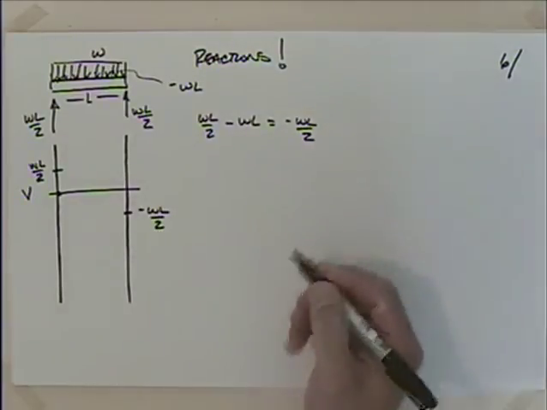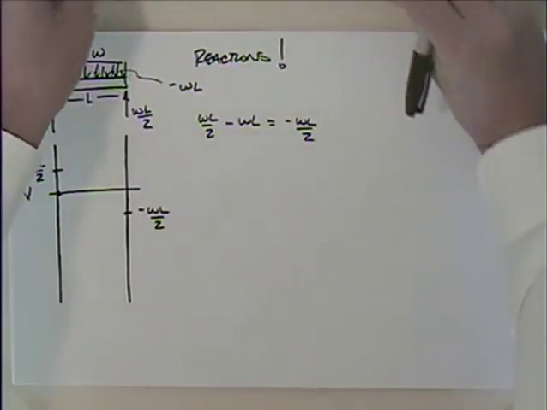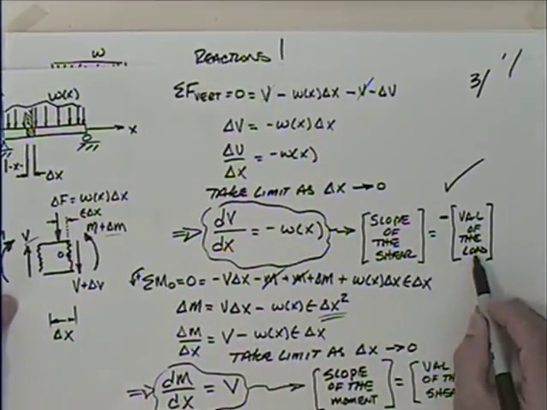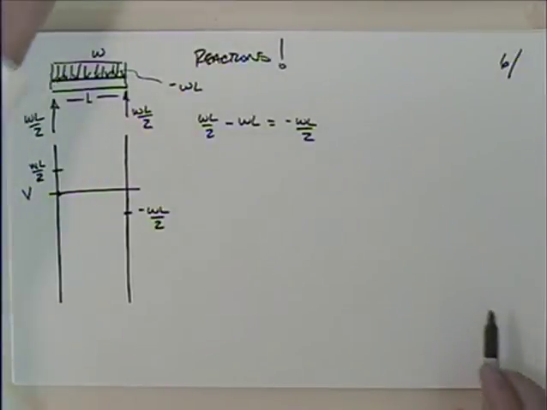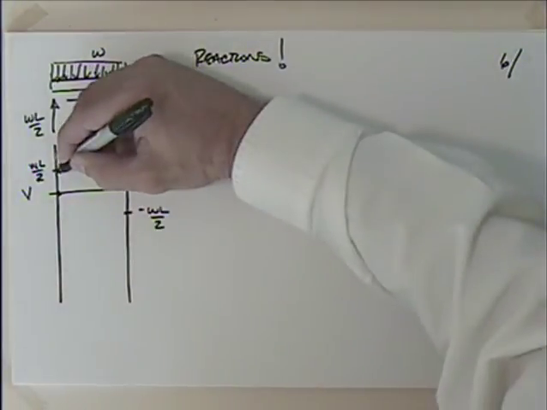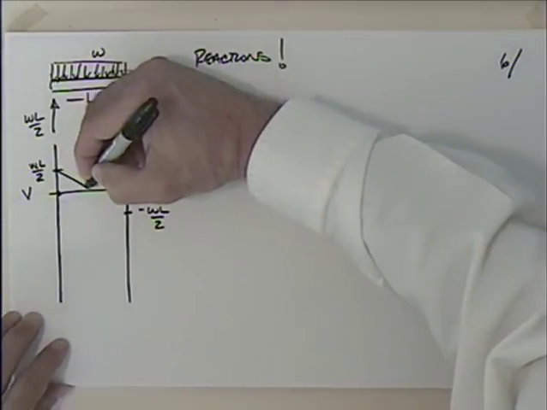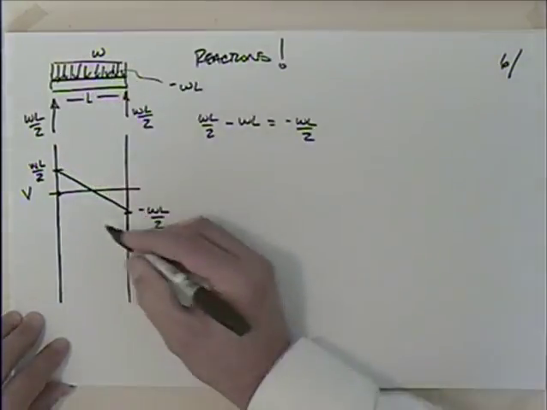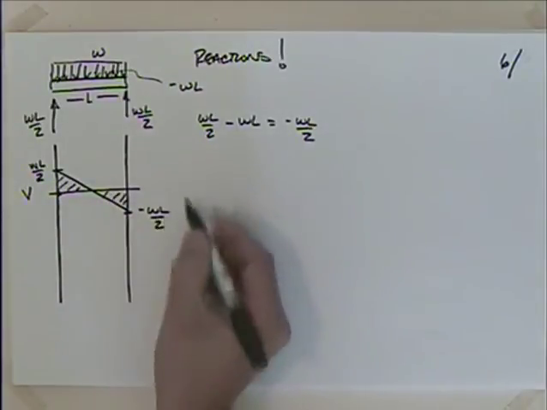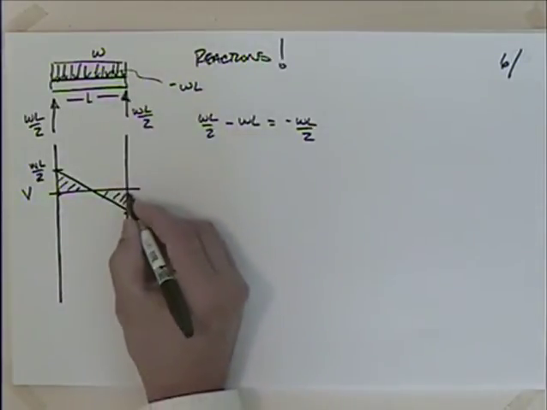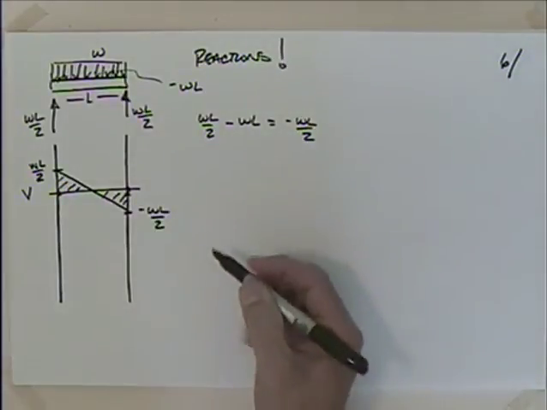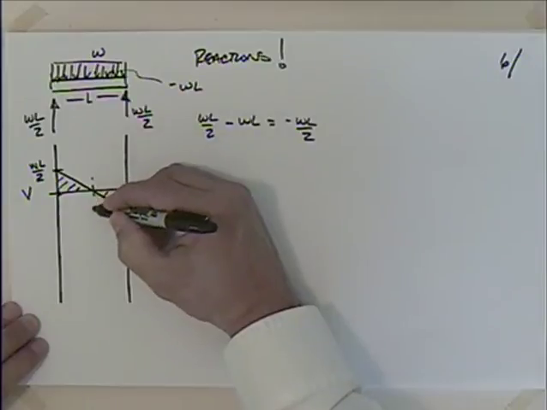How do I get there? Well, it says that the slope of the shear is equal to minus the value of the load. The load is a constant positive value. So I have a constant negative slope. Now I'm sitting down here at minus WL over 2, and then I have this one that jumps up, so that gets me back to 0. That's good. I can be quite happy with that. We can finish this.